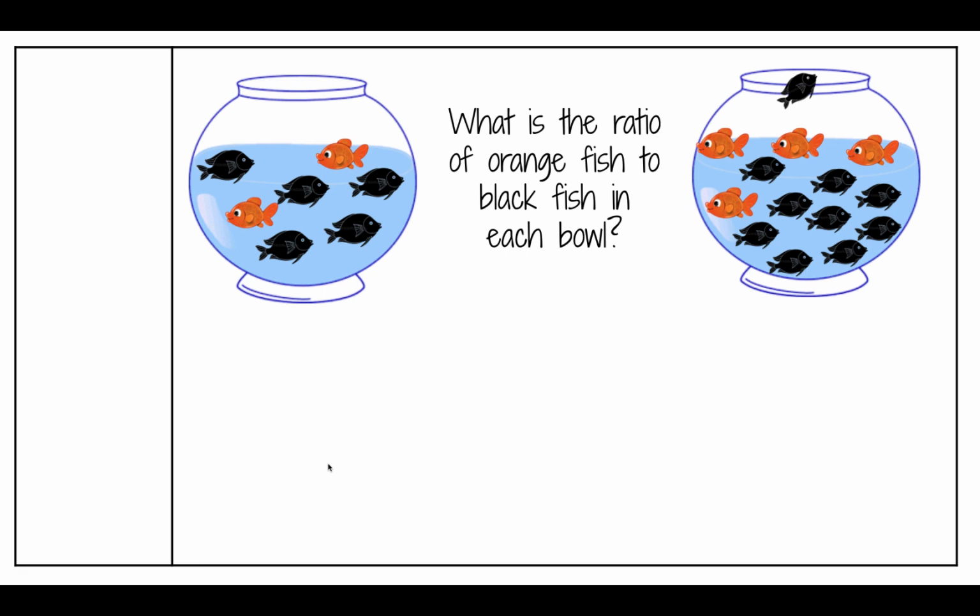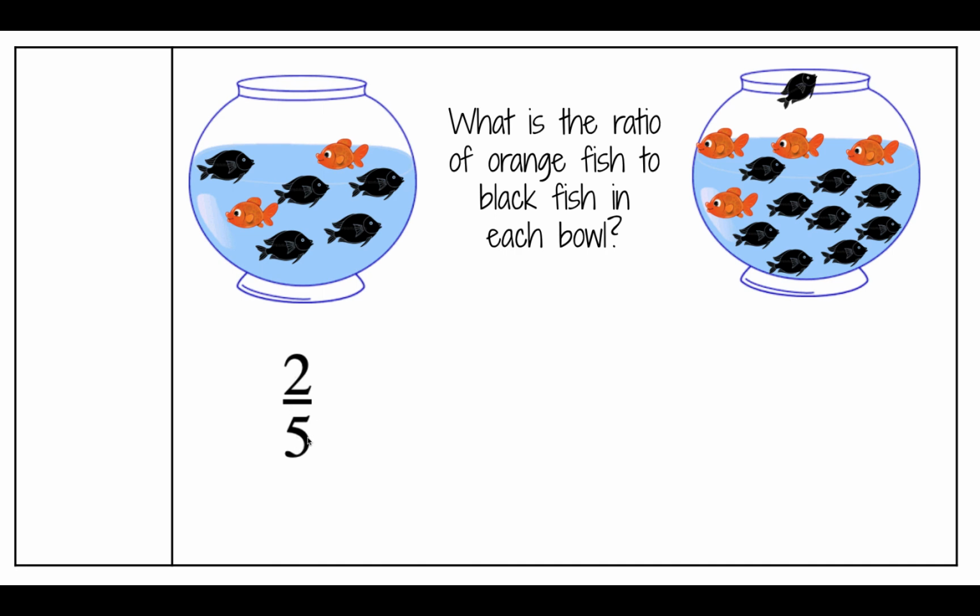So looking at the bowl on the left, how many orange fish are there? 2 to how many black fish? 5. So the ratio of orange fish to black fish is 2 to 5. For every 2 orange fish, there are 5 black fish. This is a part to part.